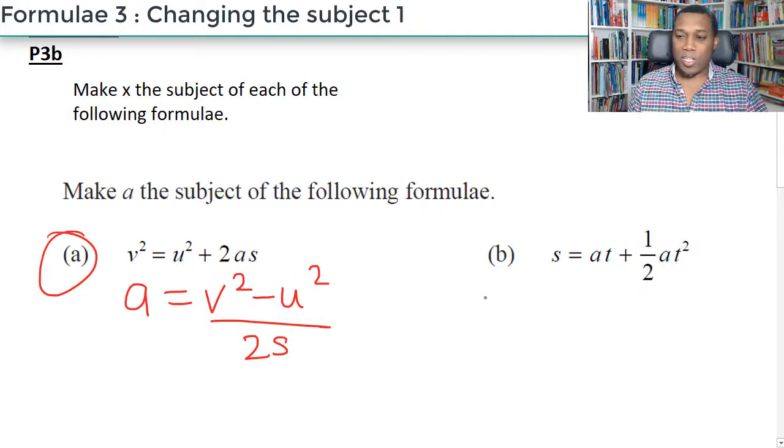Constant acceleration equations. So A is acceleration, T is time, U is the initial velocity of a particle, V is the final velocity, S is displacement. Displacement is distance in a given direction, so it's a vector, not a scalar. You're going to learn all of that in A level, don't worry.